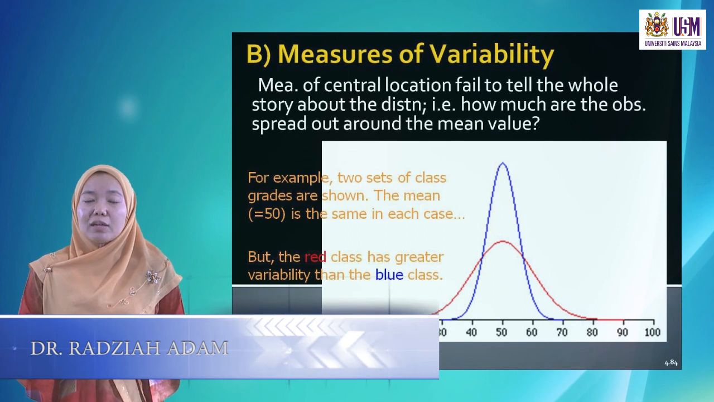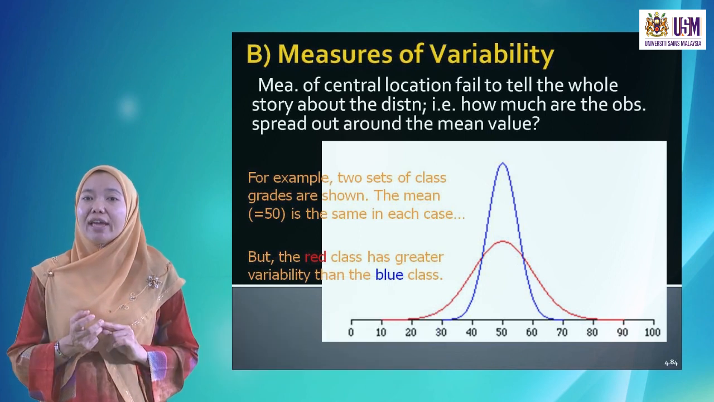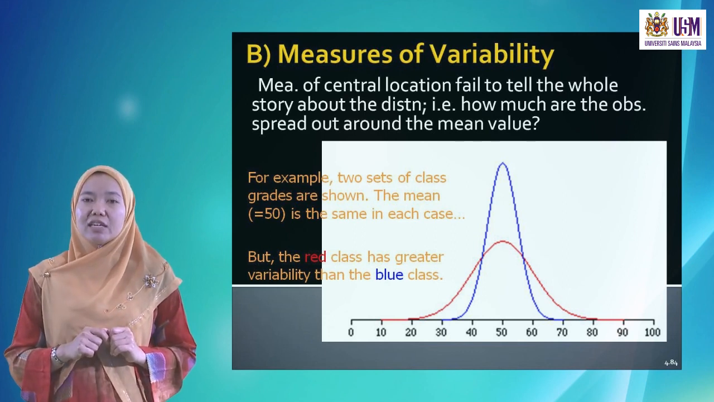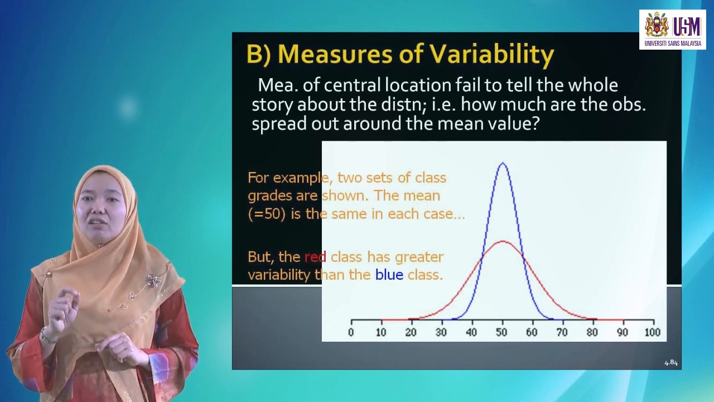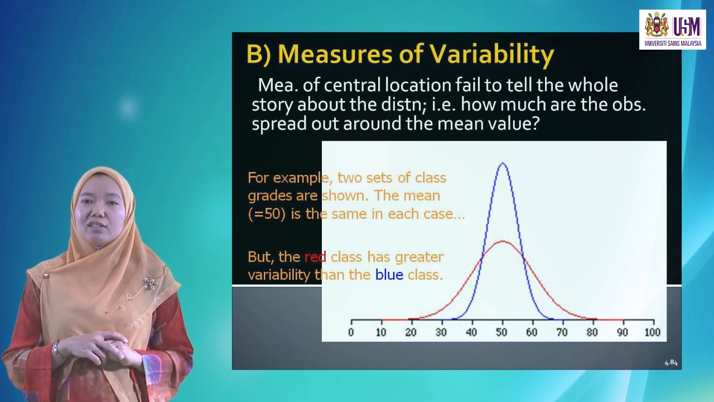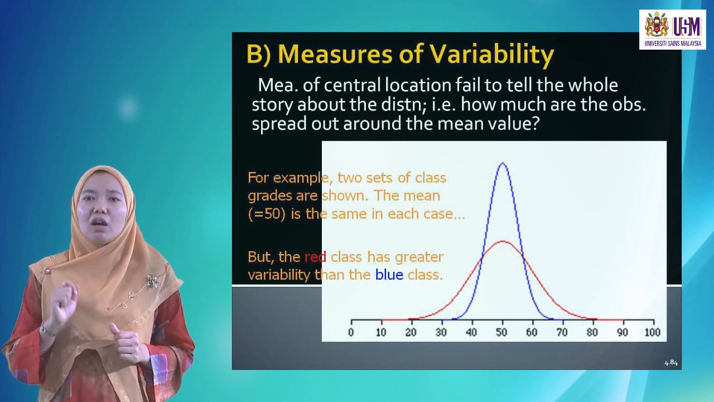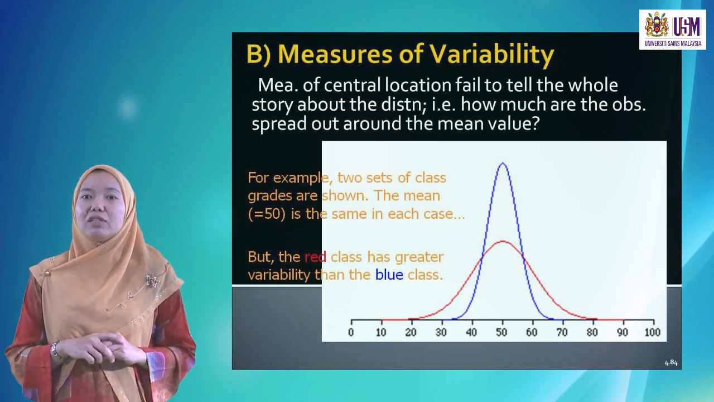When we talk about measures of data description, after we discuss measures of location, another way of describing your data is by discussing measures of variability, or what we call measures of dispersion. Why do we need a measure of variability? Because a measure of central location, or measure of average, fails to tell the whole story about the distribution. Other than the middle point or the average value, you are also interested to know how much the observations are spread out around the mean value.